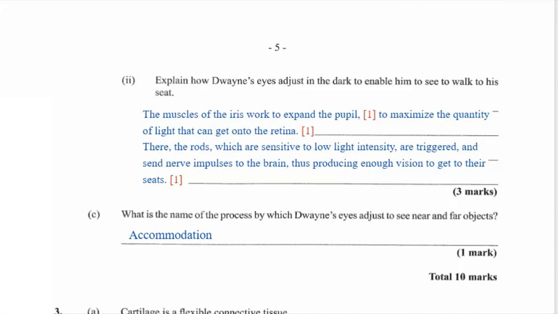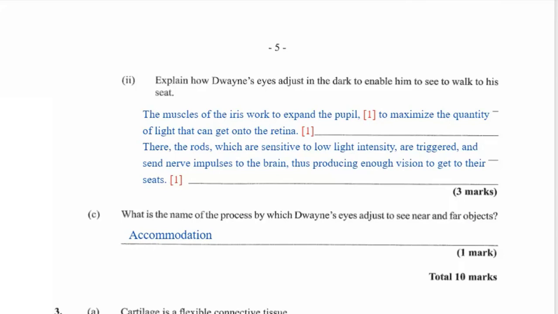And then the rods, which are sensitive to low light intensity, get triggered and are able to send nerve impulses to the brain, producing just enough vision so that he can get to his seat. Give your brain enough information that he could move around without stubbing his toe. Okay, so that's part two.